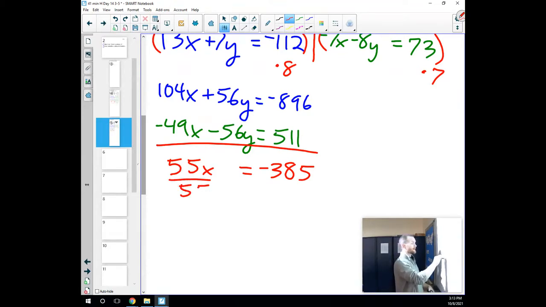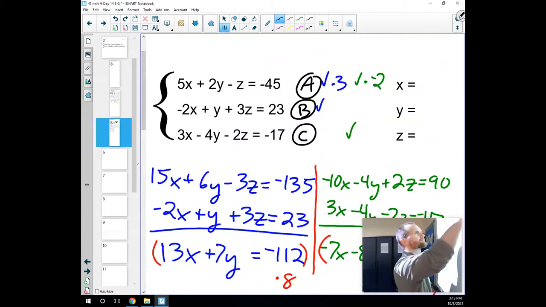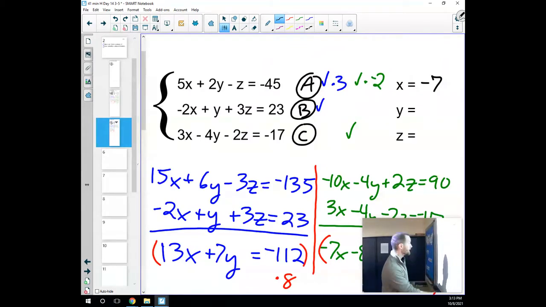Now it's a one-step equation. One variable, to get it by itself, we divide by 55, and we get x equals 7. Oh, negative 7. Divide by 55? Yeah, negative 7. Very good. And yeah, that does sound familiar. That's what we got the first time as well. x equals negative 7.